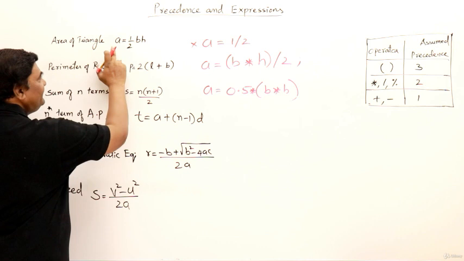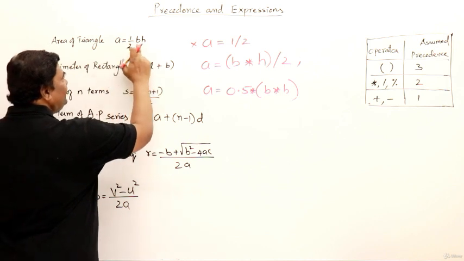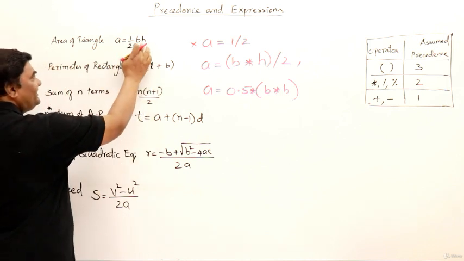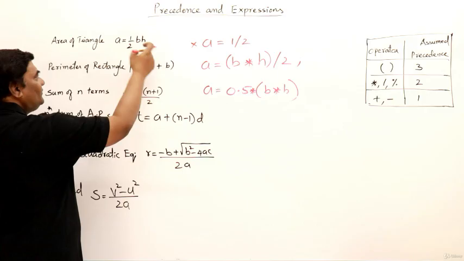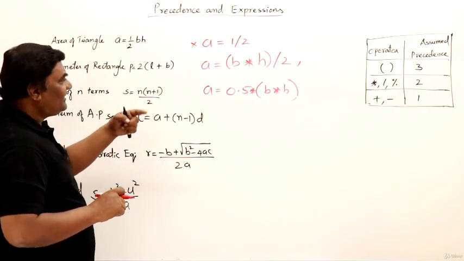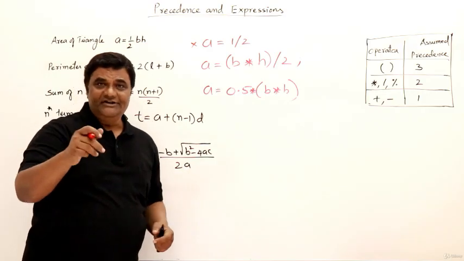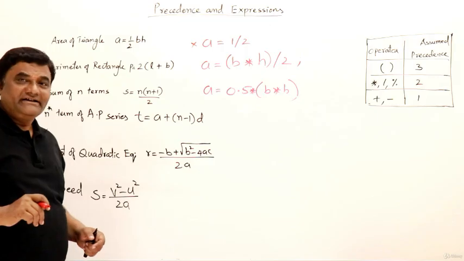We must have these variables in our program, A, B and H. We should be knowing what is B and H, then we can use this formula to calculate A. So we'll write a program for this one afterwards in the coming videos. Now let us move on to the next formula.